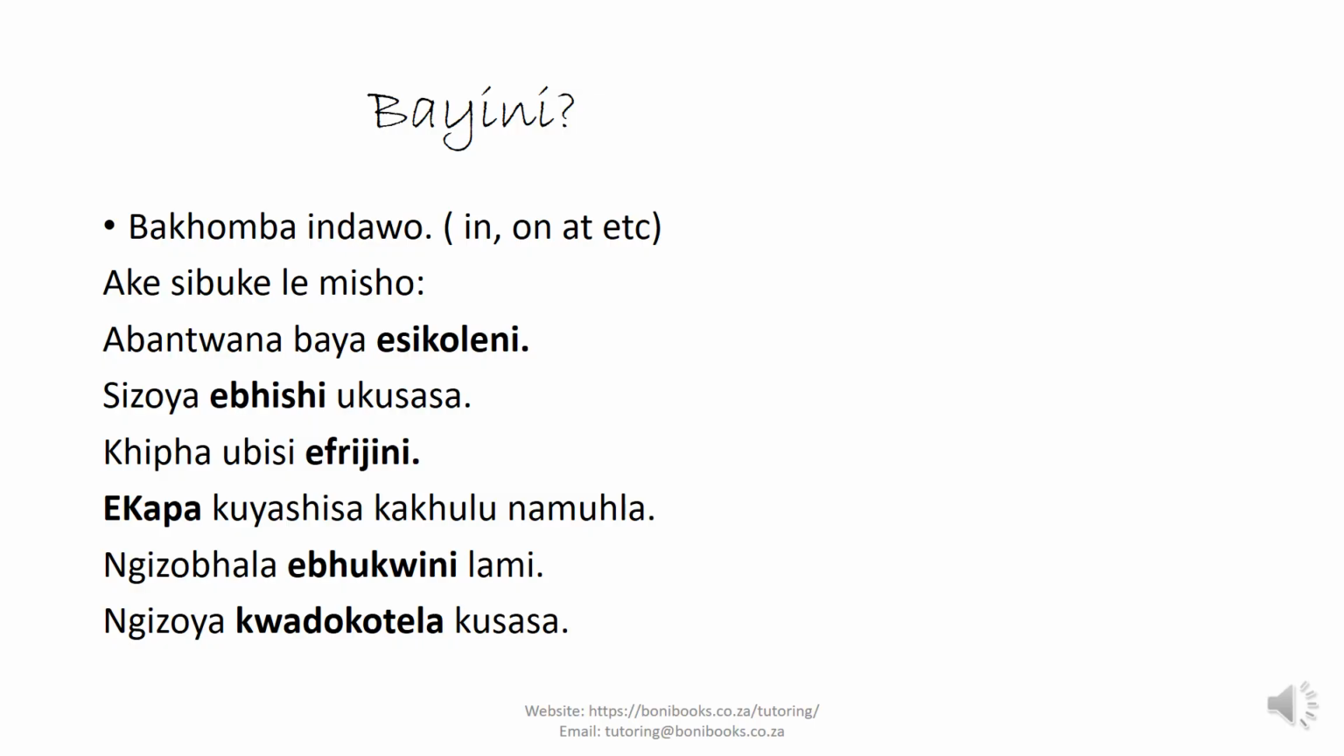Okay, let's go on now and say bayini. What is Ondaweni? Firstly, I've said here Ondaweni bakomba indawo. So when we talk about Ondaweni, I always like to refer to the English equivalent. In English, you call them prepositions, like in, on, at. So in Zulu, we call them Ondaweni. Bakomba indawo. They indicate a place where a particular thing is happening.